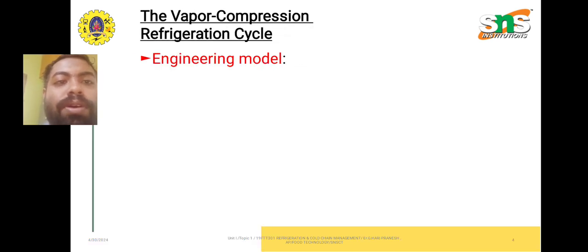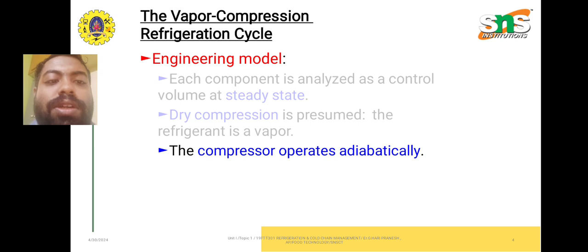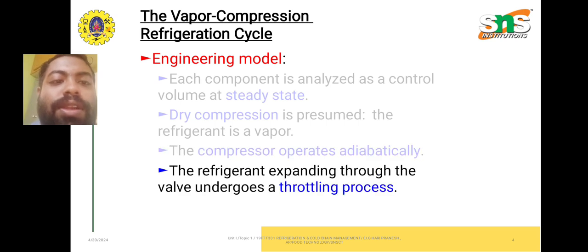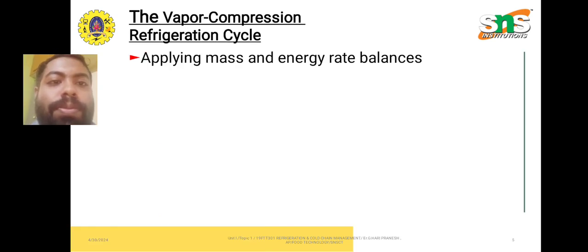Then, about the vapor compression refrigeration cycle's engineering model. Each component is analyzed as a control volume at steady state. In this, in dry compression, it is presumed the refrigerant is a vapor. The compressor operates adiabatically. The refrigerant expands through the valve undergoing a throttling process. In this, the kinetic and potential energy changes are ignored.